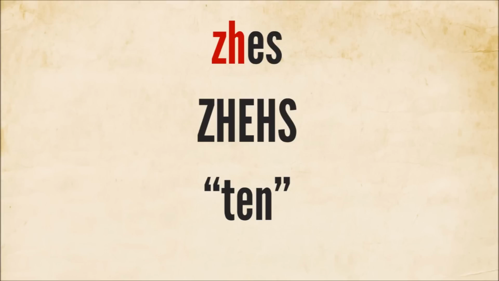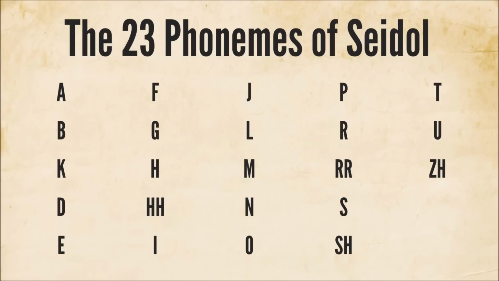And lastly, we have a j sound. Again, this is not the letter ZH, but that sound, jes, which means 10. So kind of like in the French word déjà vu, it's a zh sound. So those are the 23 phonemes and example words that I made up using those phonemes for this fictional language that we're going to come up with in this video series.